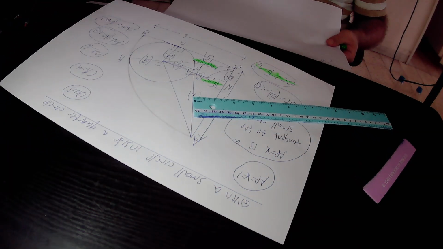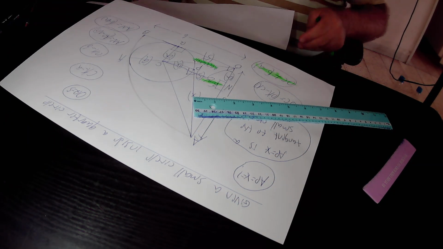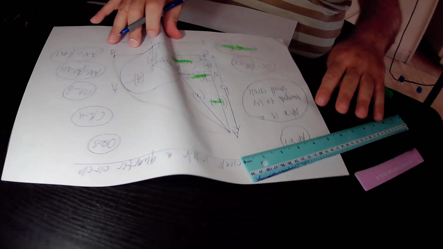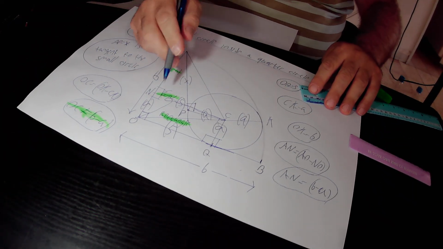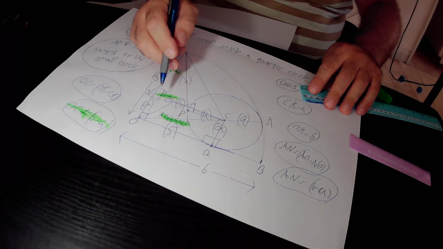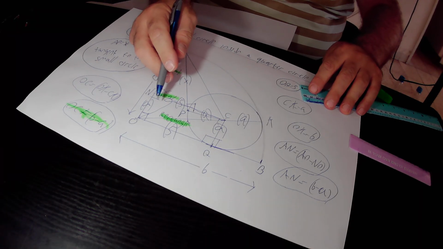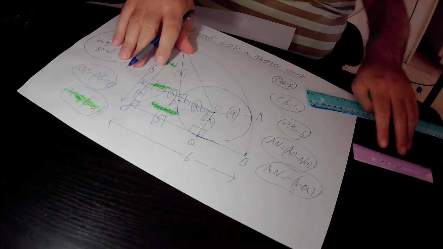In the next step, we will implement the Pythagoras theorem on this right triangle OCQ. So I copy the right triangle OCQ onto a new page, and we will implement the Pythagoras theorem on this right triangle OCQ.